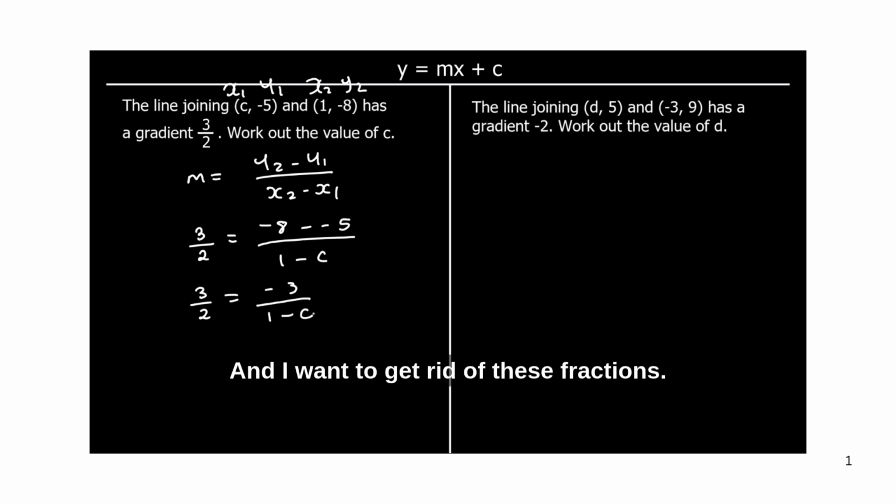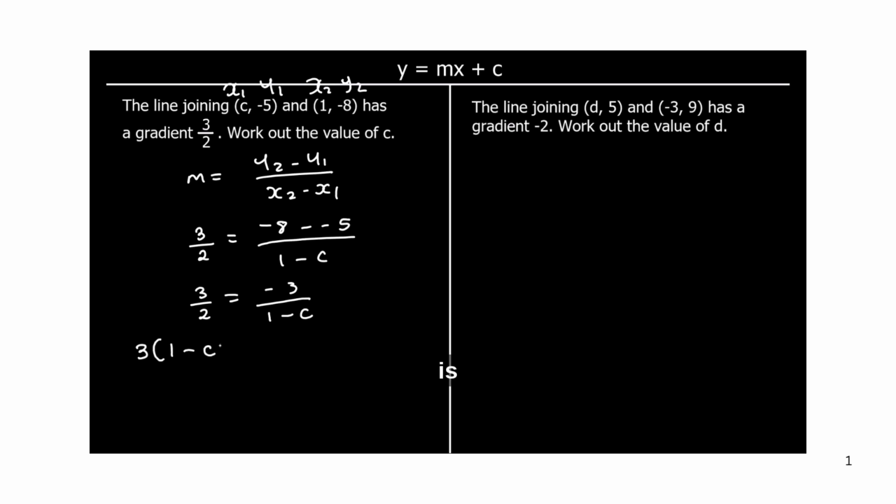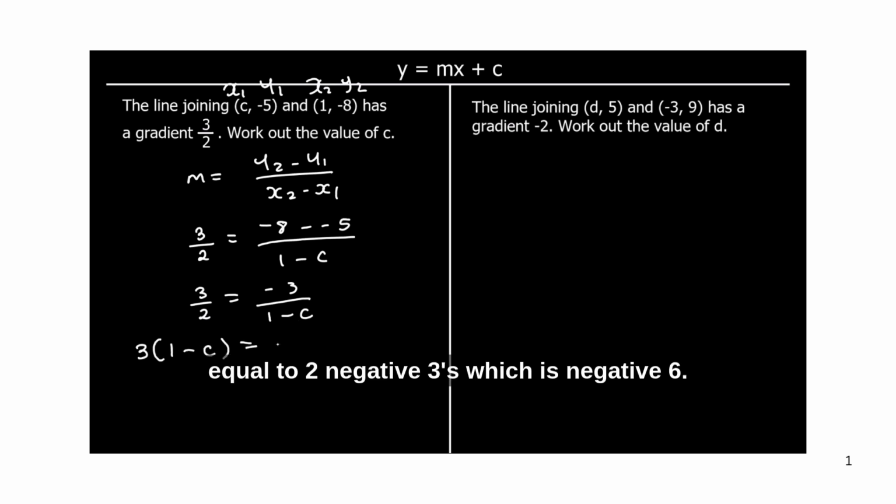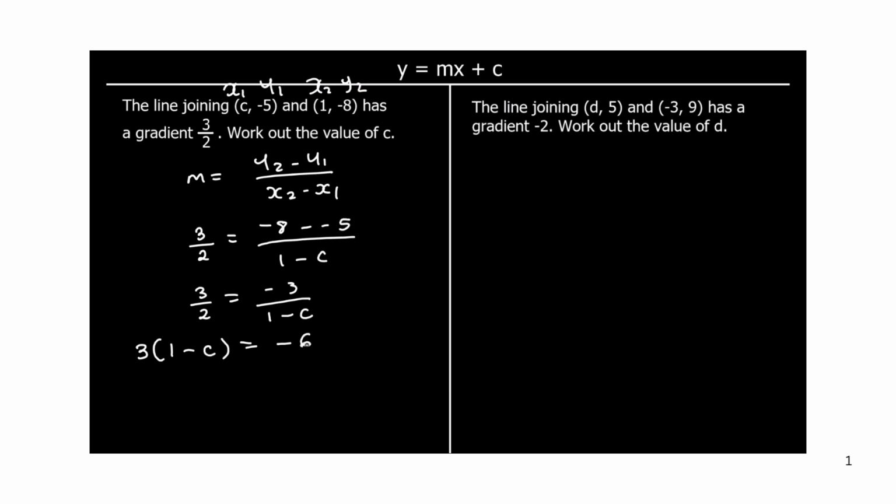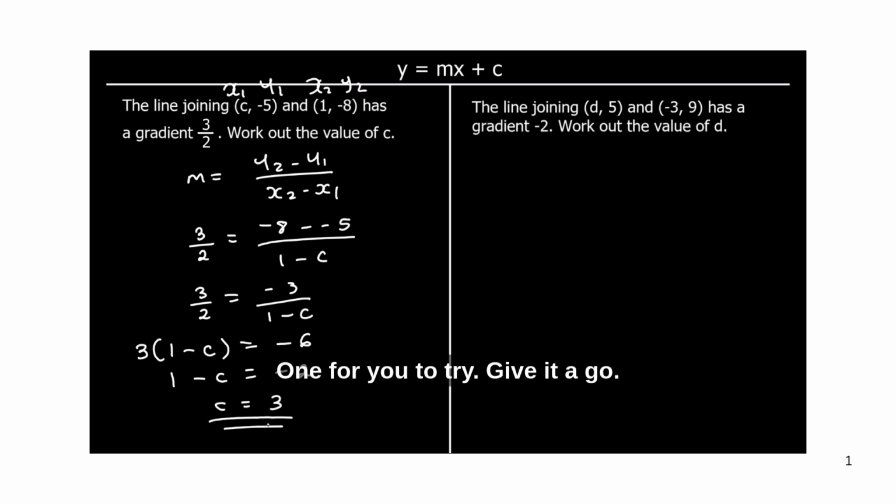And I want to get rid of these fractions, so I'm going to multiply them up. Multiply both sides by 2 and multiply both sides by 1 minus c. That will give me 3 times 1 minus c is equal to 2 negative 3's, which is negative 6. Then I'll divide both sides by 3. And plus c plus 2, c must be 3. One for you to try. Give it a go.